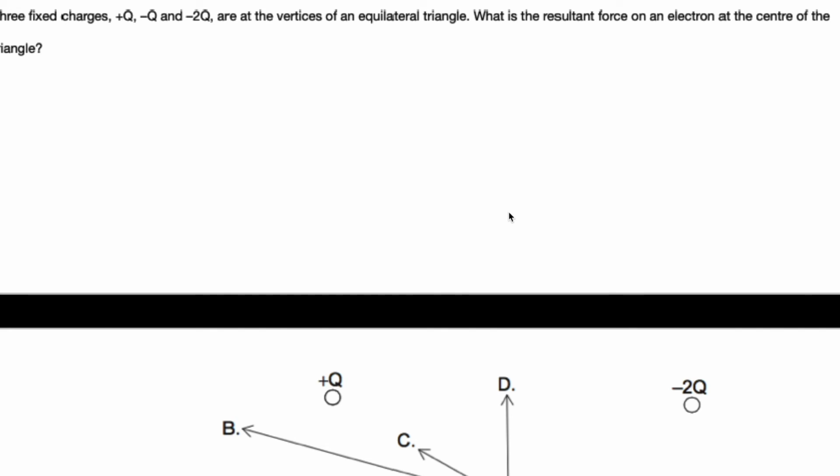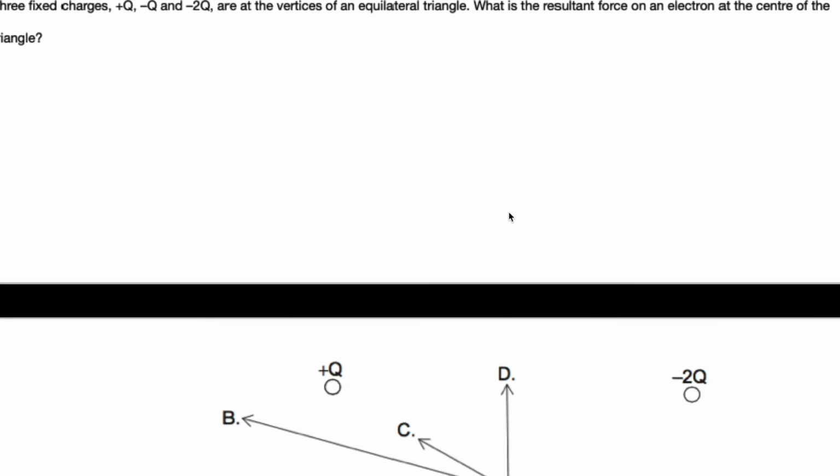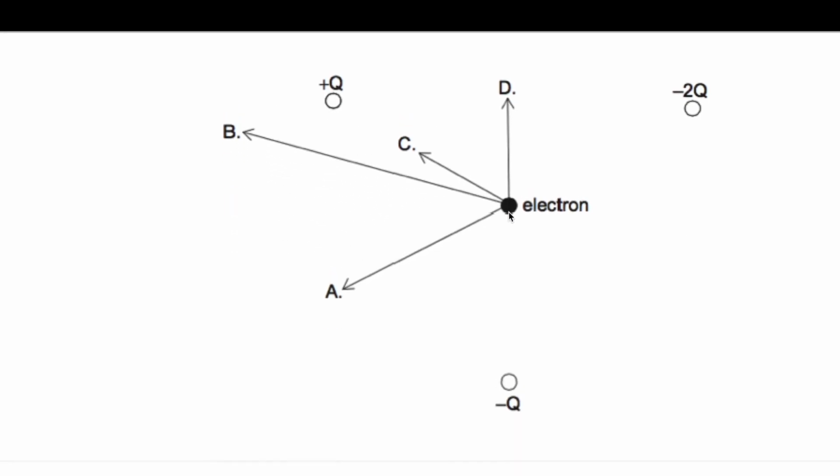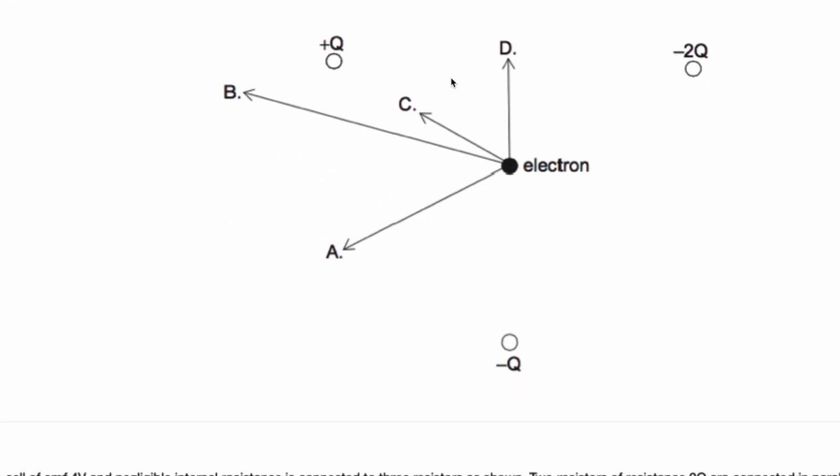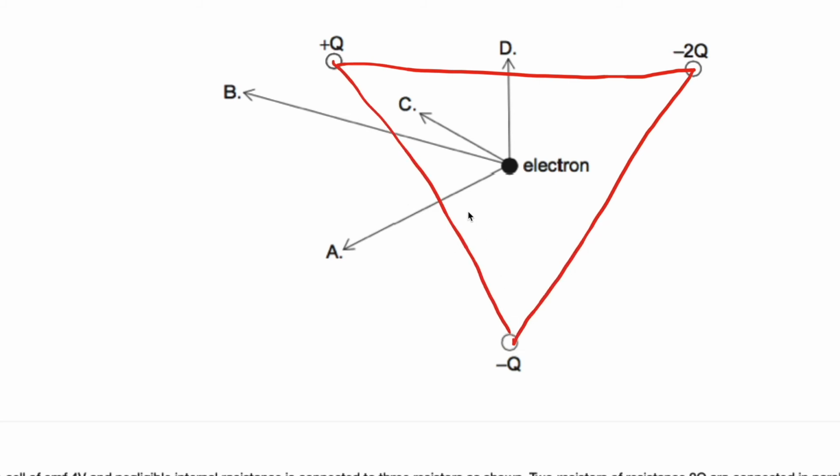Three fixed charges, positive Q, negative Q, and negative 2Q are at the vertices of an equilateral triangle. Find the resultant force on an electron at the center of the triangle. So here is an equilateral triangle. An electron is at the center. So how do we calculate this problem?